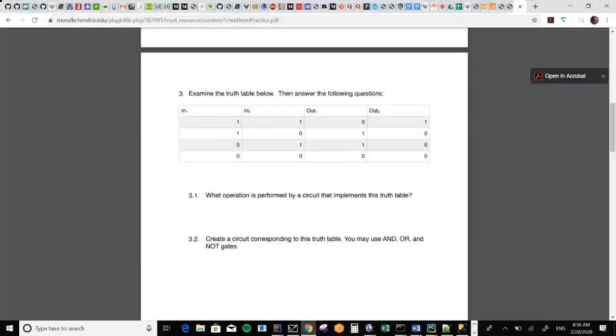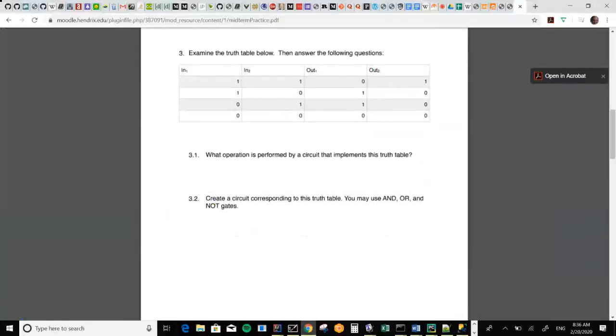All right, examine the truth table below, then answer the following questions. What operation is performed by a circuit that implements this truth table? Yeah, Savvy. I said it was a half adder, the first being the A input, the second column being the B input, the first output is the sum, the second output being the carry. That is correct. This is a half adder.